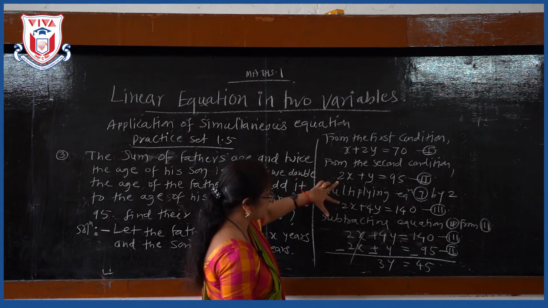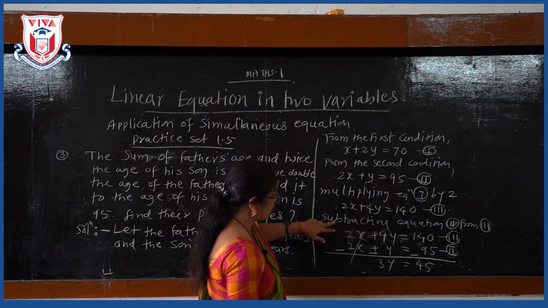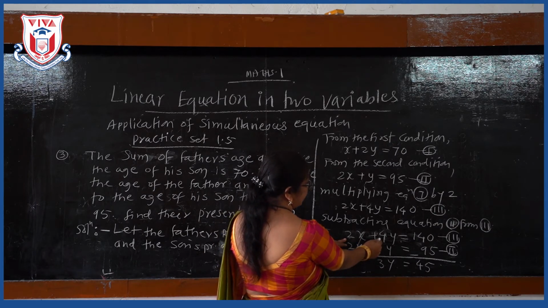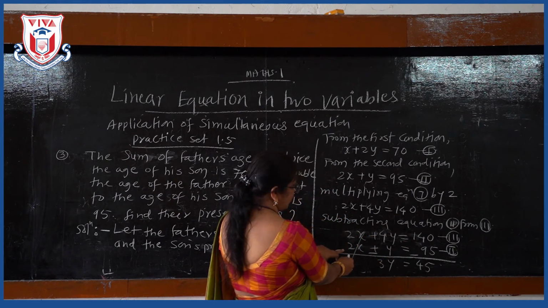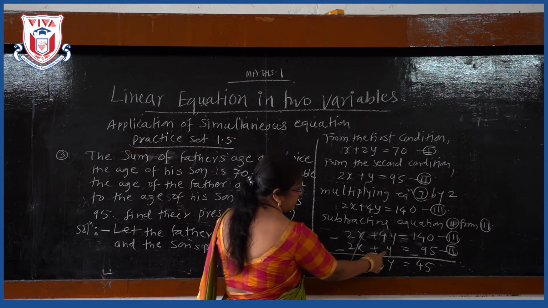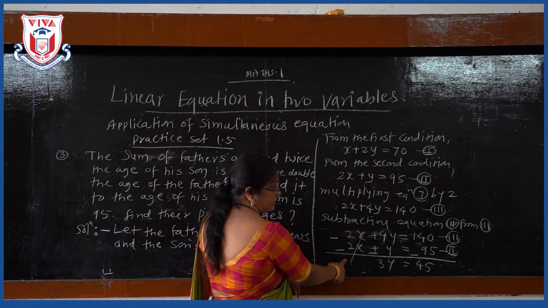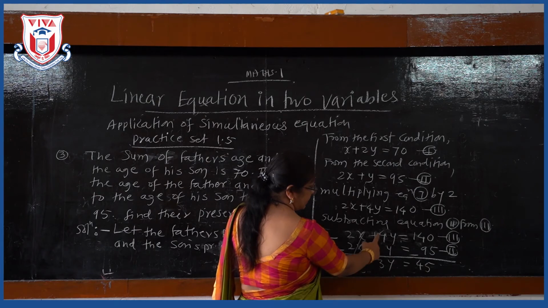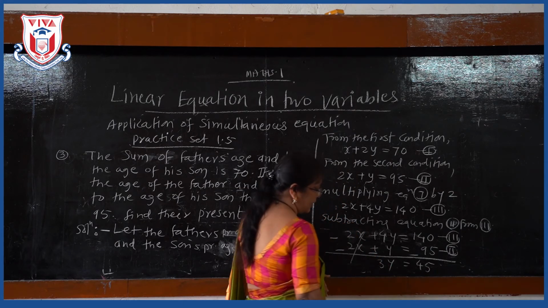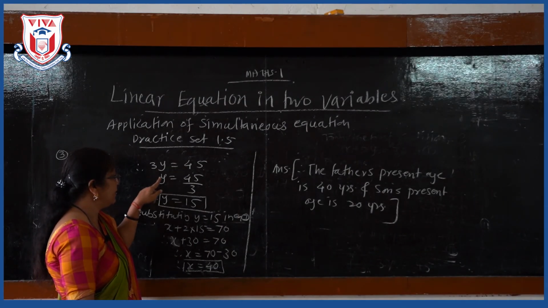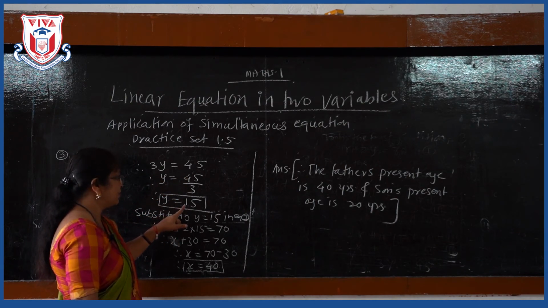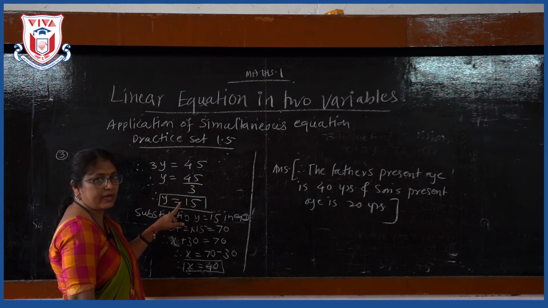Now see, the coefficients of x are equal in equations 2 and 3. So subtracting equation 2 from 3. Equation 3 is 2x plus 4y is equal to 140. Equation 2 is 2x plus y is equal to 95. Now subtraction, so change the signs. 2x minus 2x will be 0. 4y minus y is 3y, and 140 minus 95 is 45. Dividing both sides by 3, we get y is equal to 45 upon 3. 15 threes are 45. So y is equal to 15.